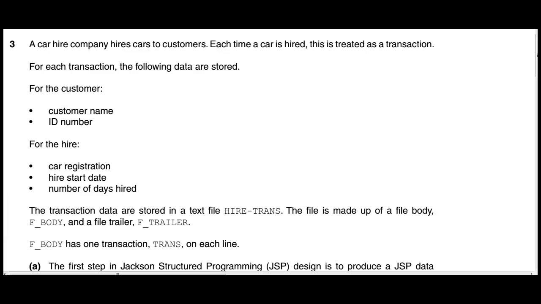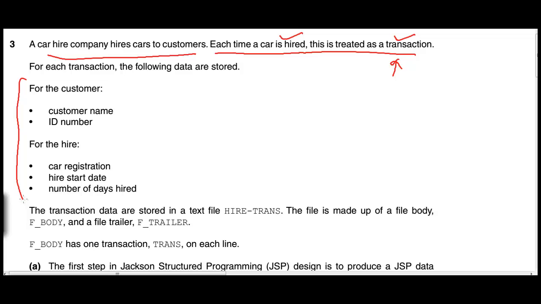A car hire company hires cars to customers. Each time a car is hired, this is treated as a transaction. So when a car is hired, this is treated as a single transaction, and for each transaction the following data is stored. We're going to store the customer name and the ID number. So these two things belong to the customer, right?